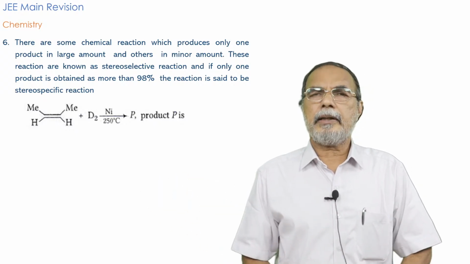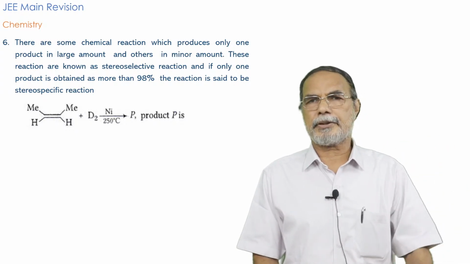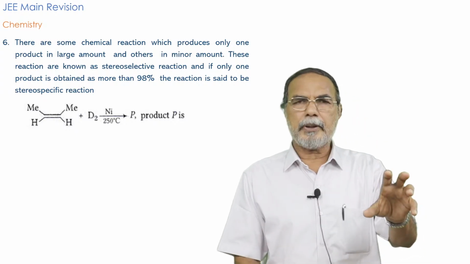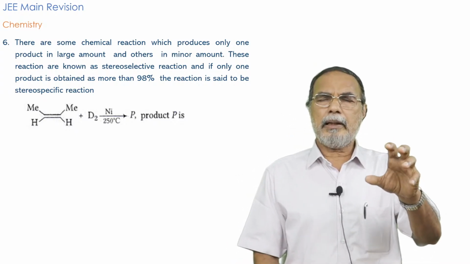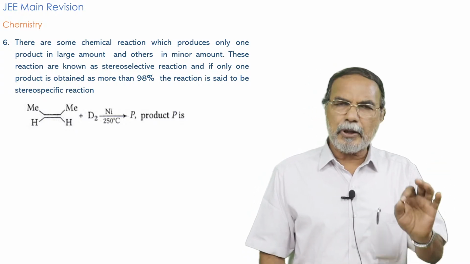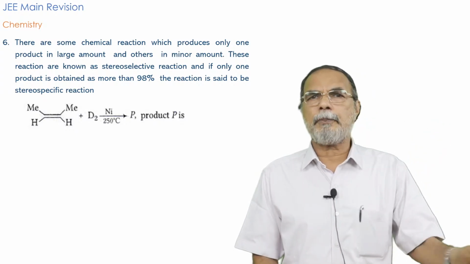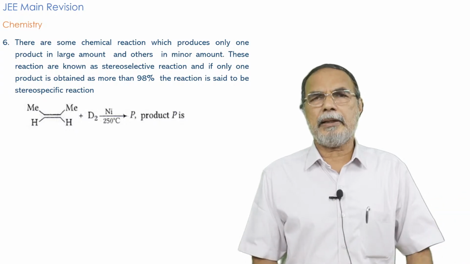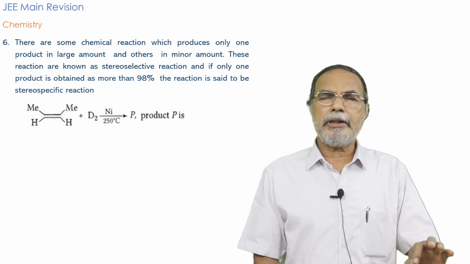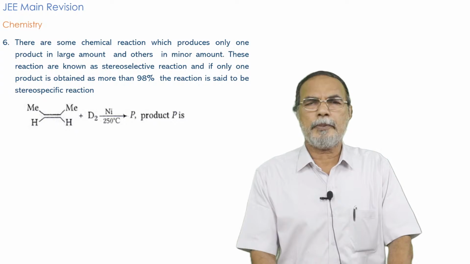And these reactions are usually described as stereoselective reactions. One product is formed in larger amount, quite larger amount. And if only one product is obtained, if that product is the only product, say to the extent of something like 98% or more, then such reactions are known as stereospecific reactions. I hope the point is clear.